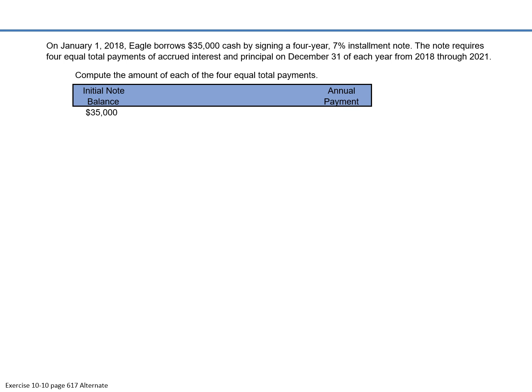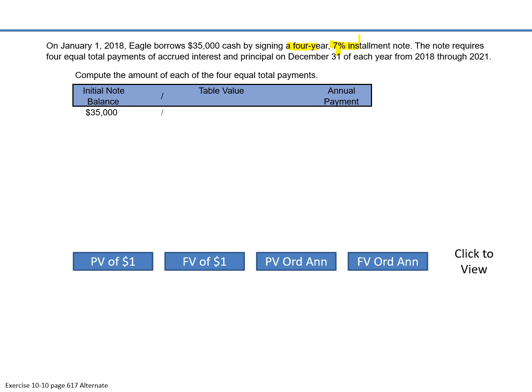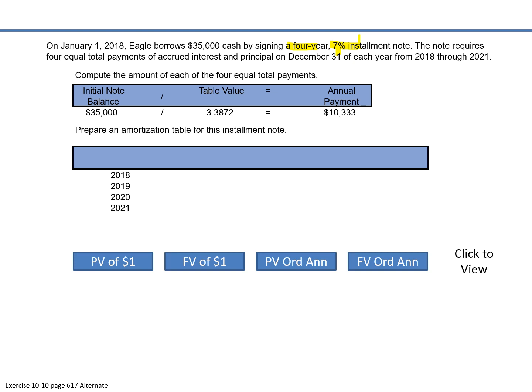All right, so our $35,000 note divided by our table factor. And our table factor would be determined by looking up the intersection of 7% and 4 in the present value of an ordinary annuity table. You would find that factor to be 3.3872. 35,000 divided by 3.3872 means our annual payment of $10,333. So we're going to start with a $35,000 beginning balance. We're going to pay $10,333 in cash each of the 4 years.